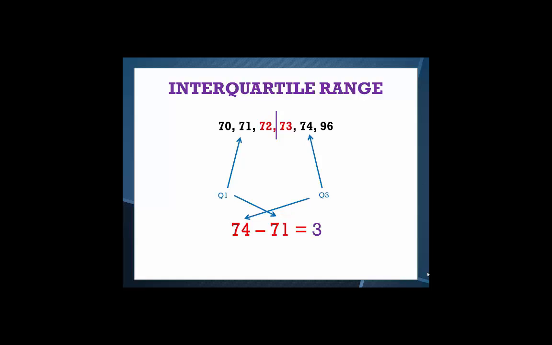The interquartile range is found by subtracting the median from the smallest half of data, which we refer to as quartile 1, from the median from the largest half of data, which we refer to as quartile 3. In this case, when we take the 74 minus 71, we end up with an interquartile range of 3.